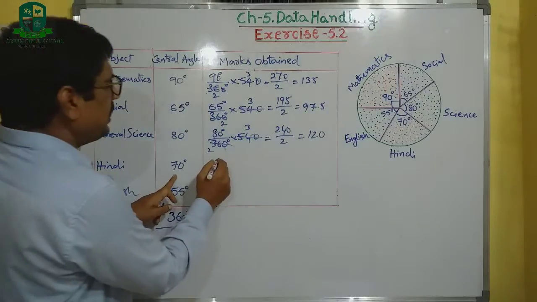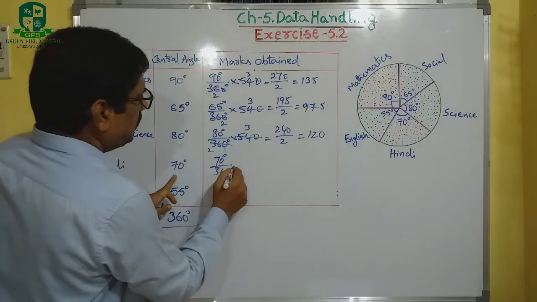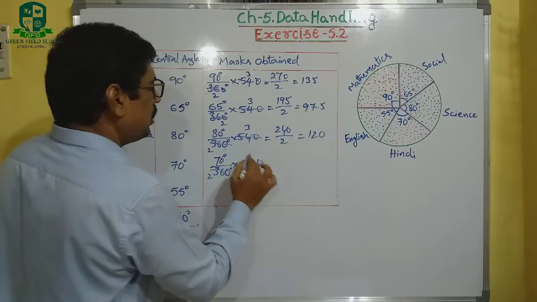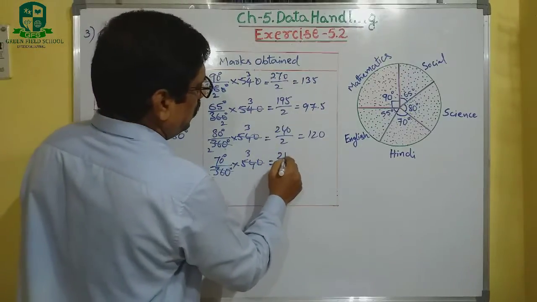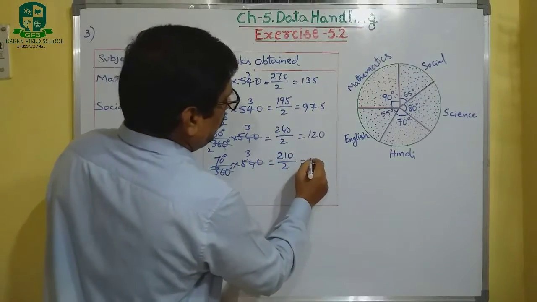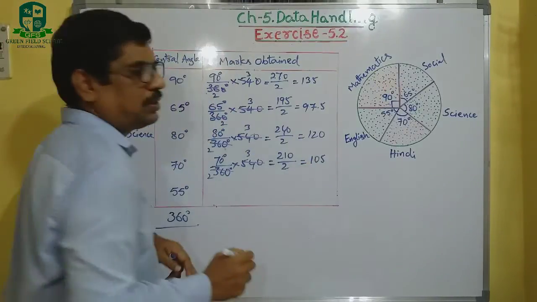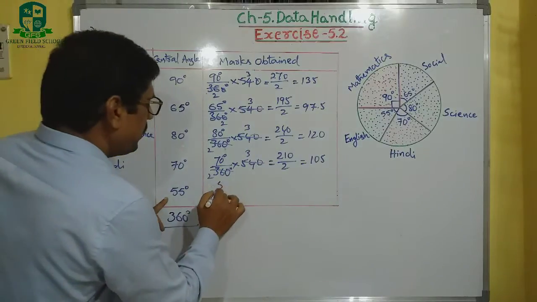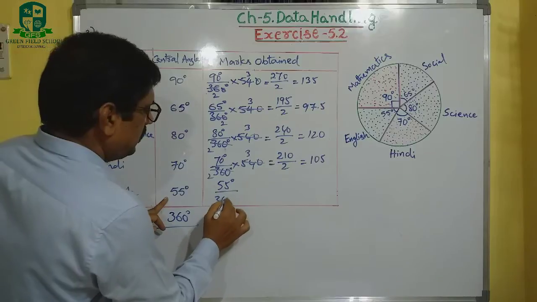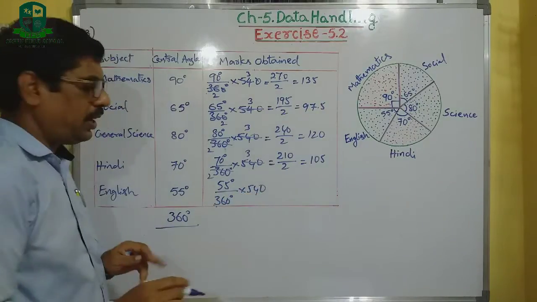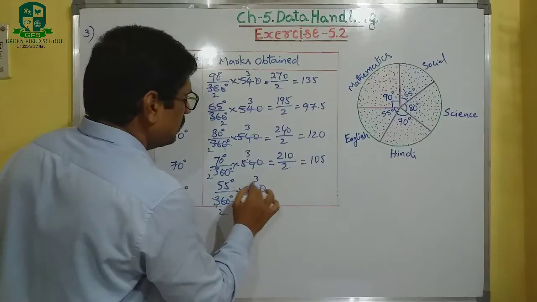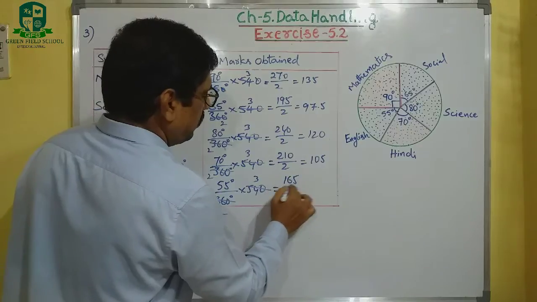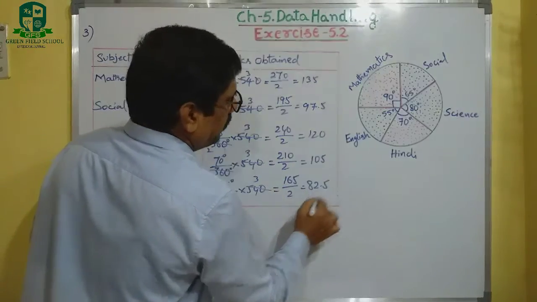Next, Hindi, 70 degrees out of 360 degrees into 540. If you cancel, we get 2, here 3. 70 3s are 210 by 2, we get 105. The marks in the Hindi subject is 105. Now 55 degrees, 55 by 360 degrees into the total marks 540. Now let us cancel 2 times and 3 times. Now 55 3s we get 165 by 2, that is 82.5.